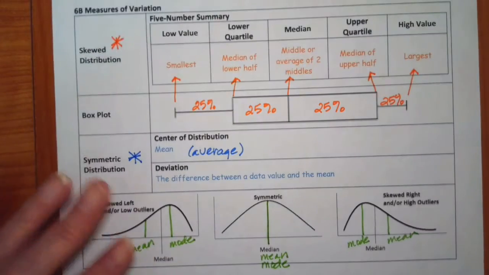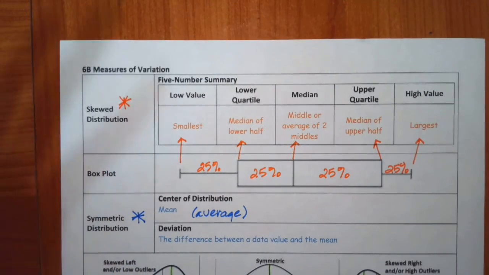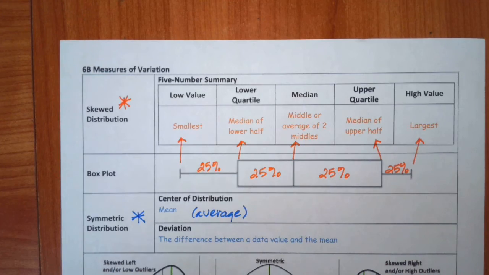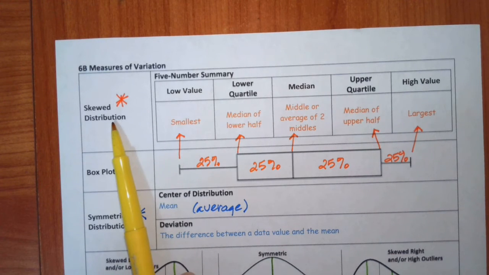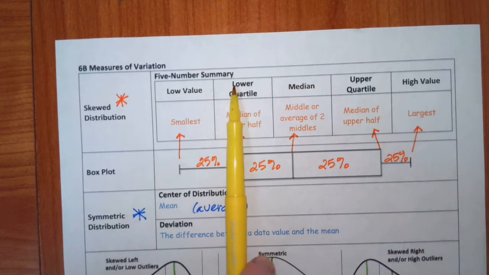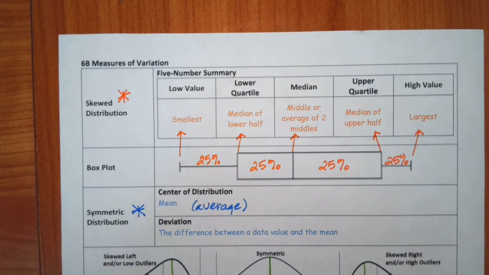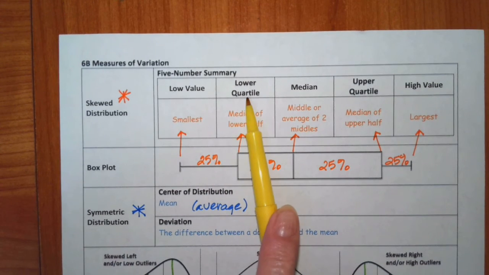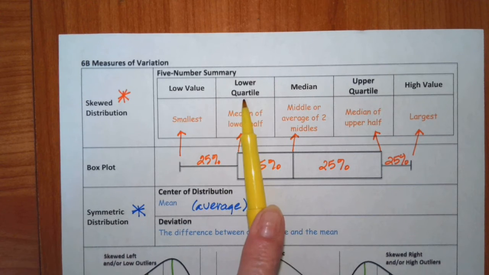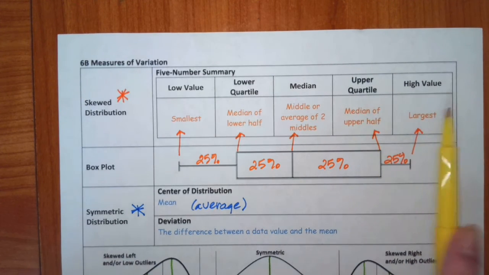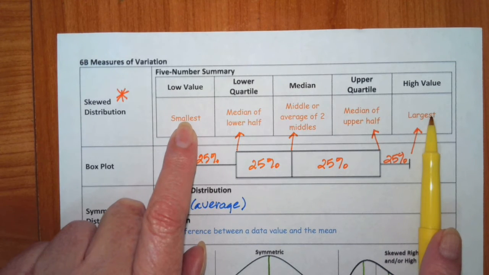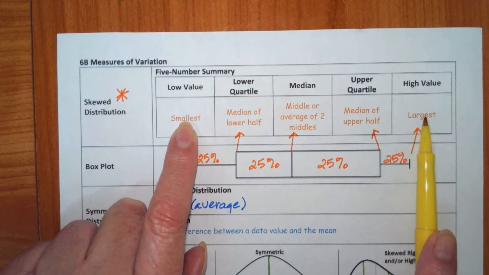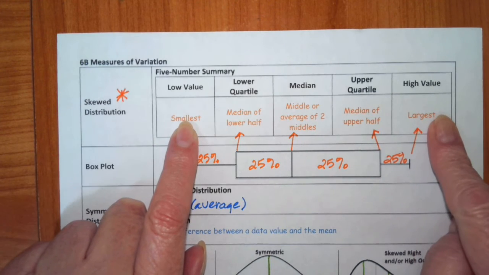Okay. Then we looked at measures of variation. Variation is the spread of the data. How do we deal with that? Okay, so if we have a skewed distribution, you're going to look at the 5-number summary. The 5-number summary is the low value, the lower quartile, the median, the upper quartile, and the highest value. Okay, so the low value is your smallest data point. Your high value is your largest. So I start with these two.